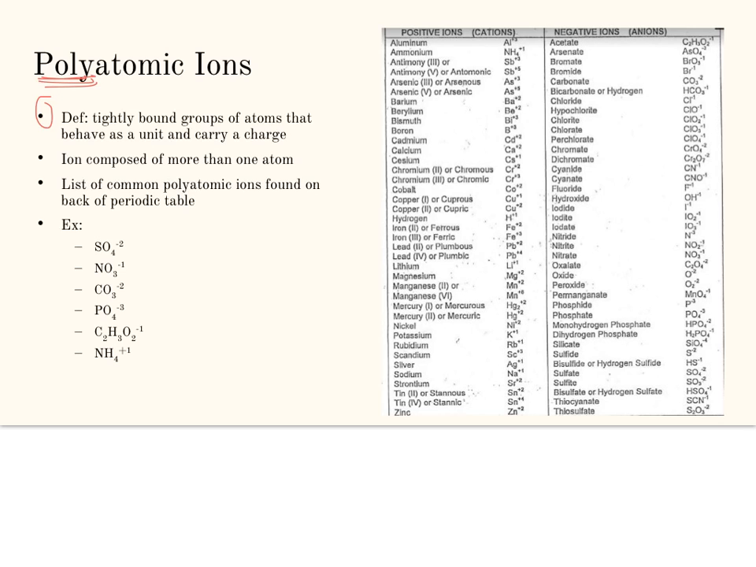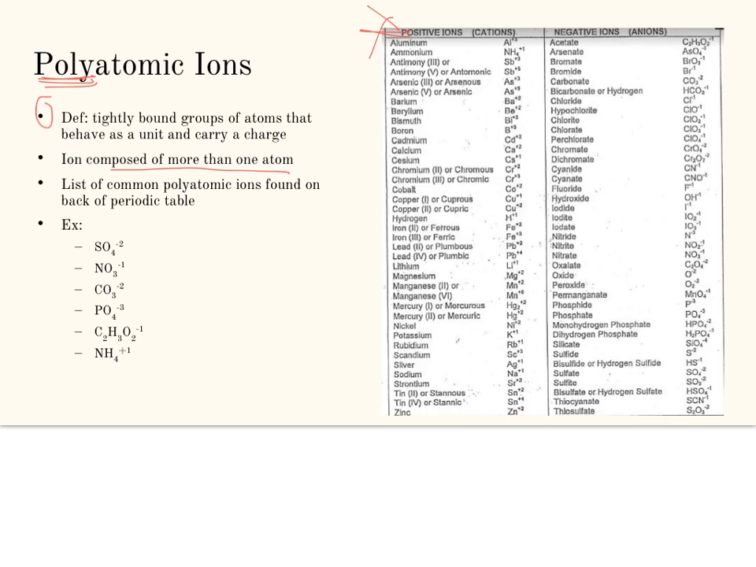Okay, if we break it down, poly meaning many, atomic meaning atoms, it's literally an ion composed of more than one atom. Okay, the common polyatomic ions are also found in that chart on the back of our periodic table. And again, there's absolutely no memorization involved with this. It is really just a matter of, can you find these ions? Can you locate the charges?